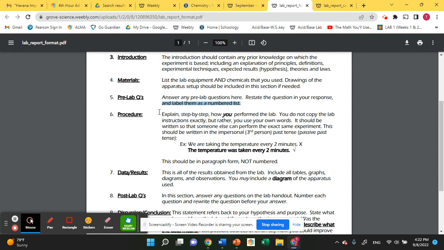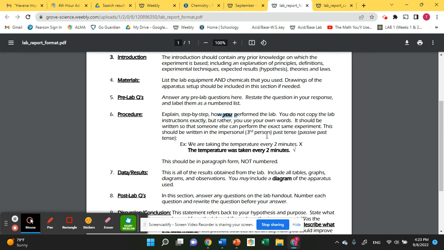The next one is your procedure. Now, your procedure explains step by step how you performed the lab, hence the word you. So if you did something different in the lab or out of order, this is where you're going to talk about it. Do not copy the lab's procedure exactly. Use your own words. When I brought up my PowerPoint, I said make sure it's in the correct tense. This is the part where we have to worry about tense. And I'm going to go through that example, but I'm going to kind of mention it here.